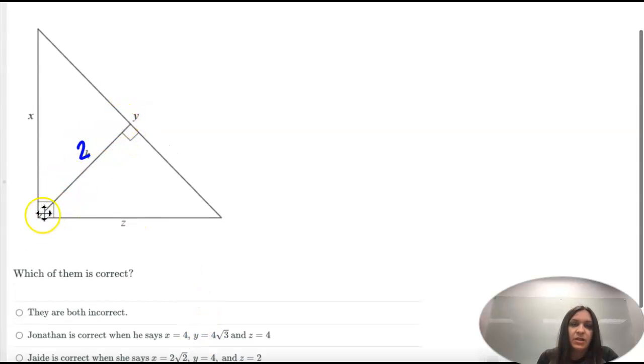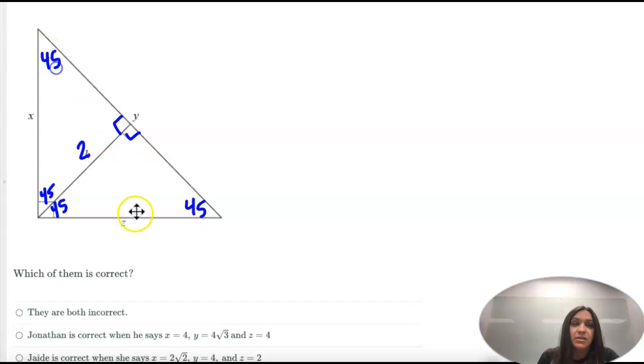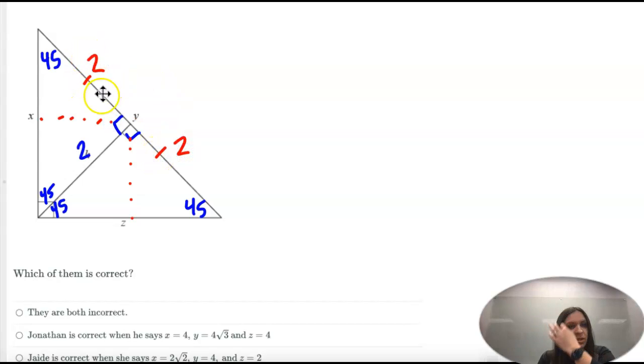We have an altitude here, so here's a right angle, here's a right angle, and then this angle's cut in half. So this is 45 and this is 45. And because the other angle's a right angle, this is also 45. And this is also 45. So, let's see, here's our hypotenuse. And here's our legs. So these sides are also 2. And then x and z would be across from the right angle, so that would be 2 square roots of 2. But y is this big side.